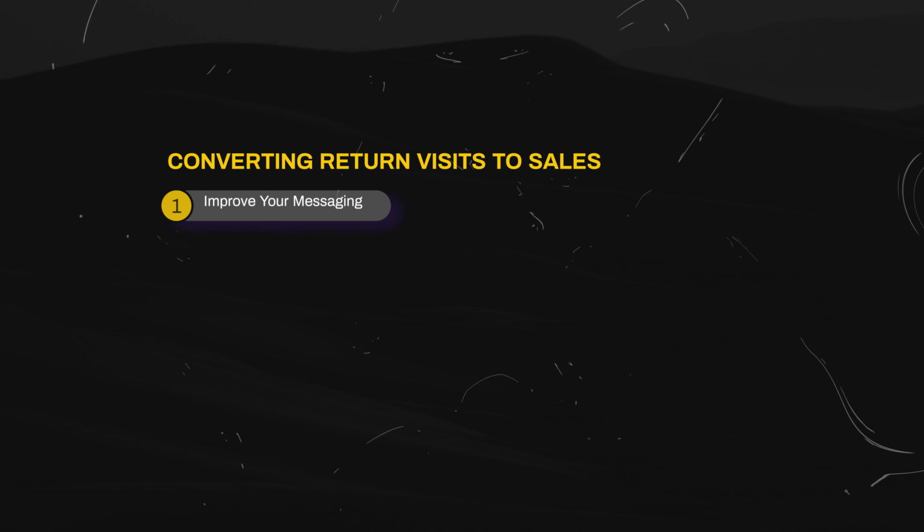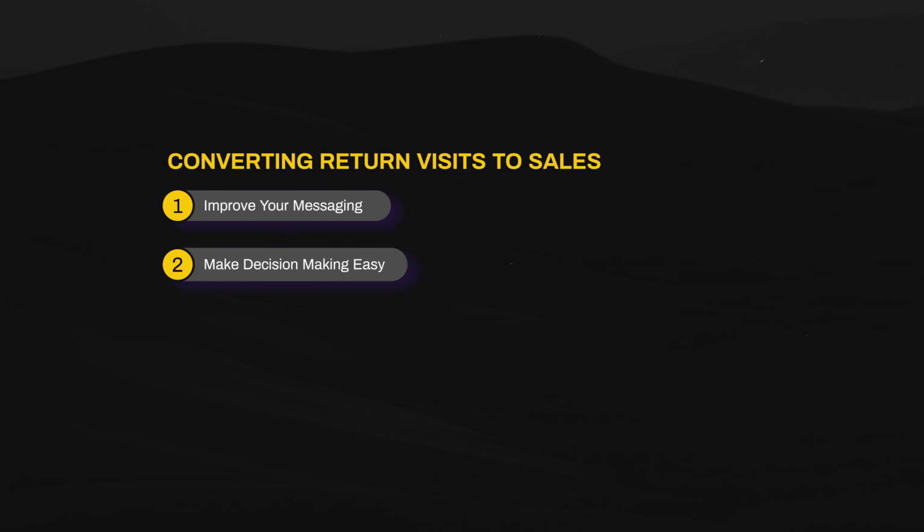First, improve the messaging on your website. One way to do this is to put yourself in the shoes of someone who knows nothing about your business and has never been to your website before. How would you make your messaging clear enough to where they understood who you are, what you do, and what your offer is? Next, you want to make the decision-making process as easy as possible for them. You do this by ensuring that your content is easy to read.